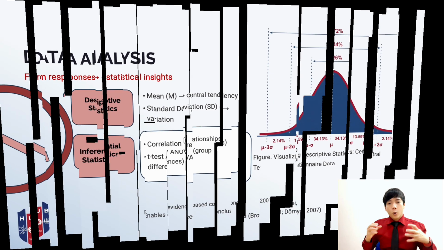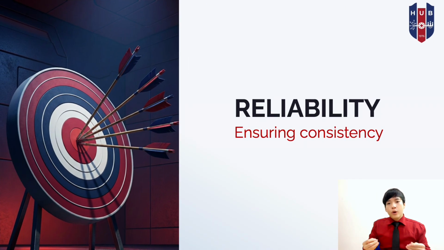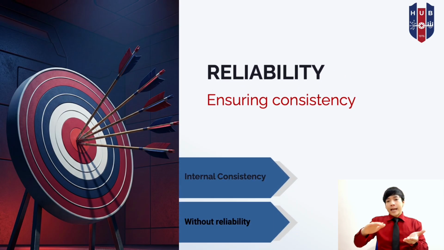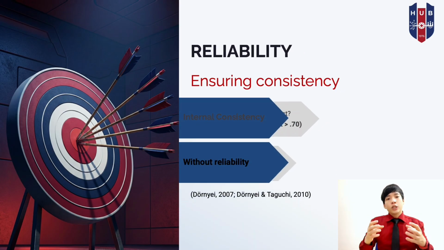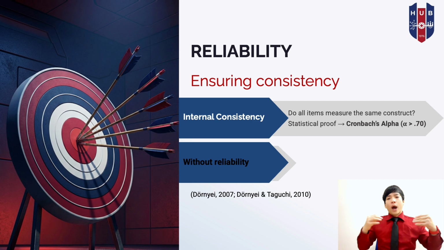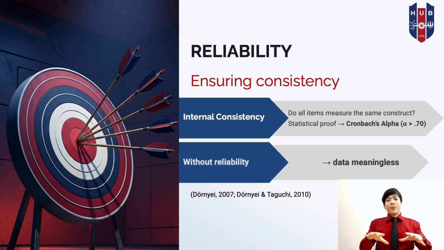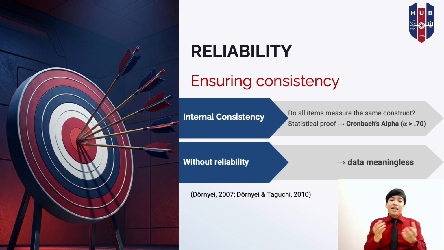Even if a question looks great, we must prove it is reliable. Reliability means the results remain consistent if the instrument is repeated under the same conditions. We focus on internal consistency, which checks whether all items measuring a construct, for example, speaking anxiety, actually belong together. We calculate this using Cronbach's alpha, and in applied linguistics, a coefficient above 0.7 is acceptable. Without this evidence, our numbers cannot be trusted. So reliability is a fundamental requirement to support the scientific value of the findings.